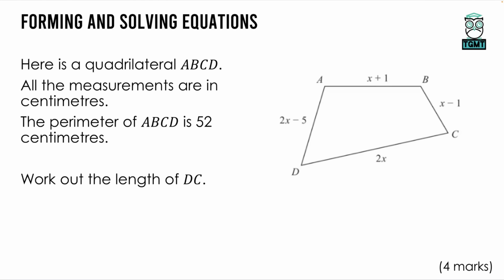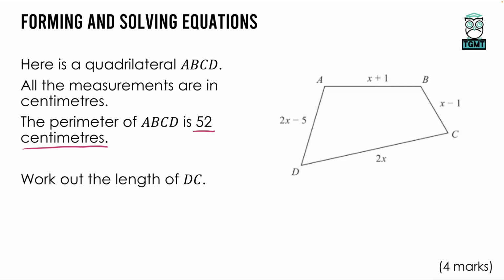So with forming and solving equations, there are different types of questions that we can see. We can tend to have questions that have algebraic side lengths or potentially algebraic angles. Now this type of question here actually gives us the perimeter of the shape in a non-algebraic way. So we have the perimeter being equal to 52 centimetres. But on the diagram, all of the lengths, and the perimeter is the distance around the outside, are given to us in terms of algebra.